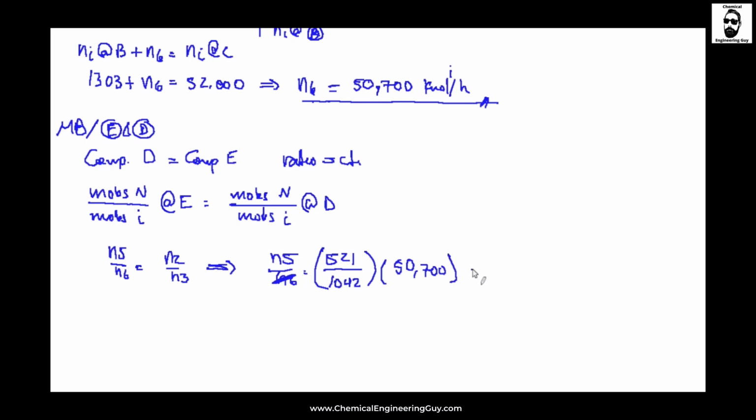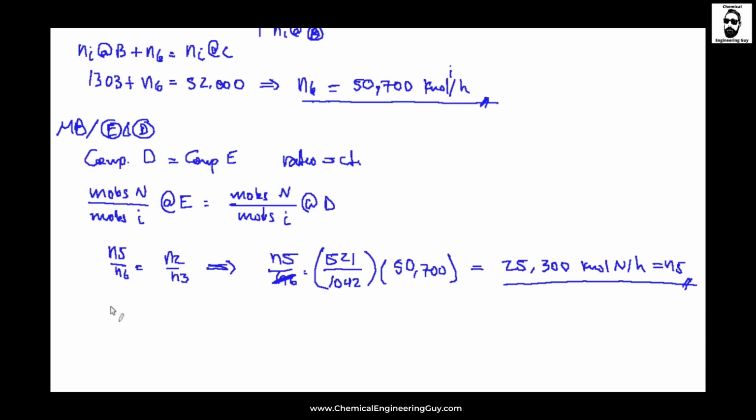And I will get N5 like this. So doing these ratios, I get 25,300 kilomoles of N per hour. This is N5. So good, once again we got this.